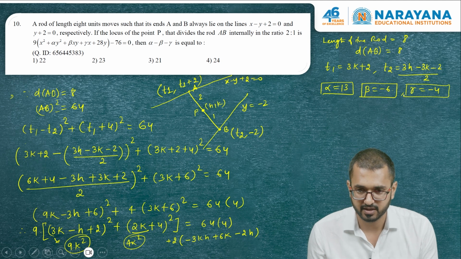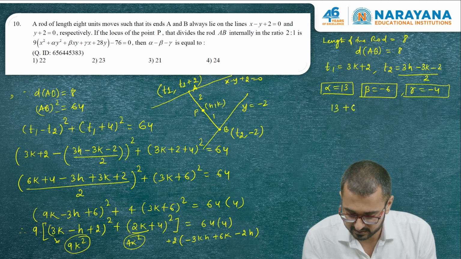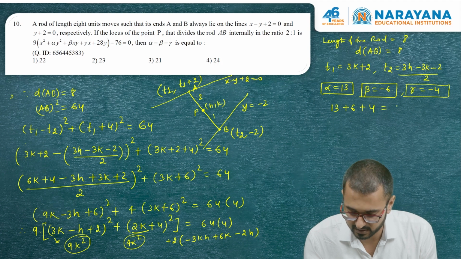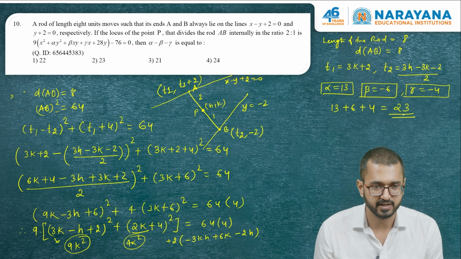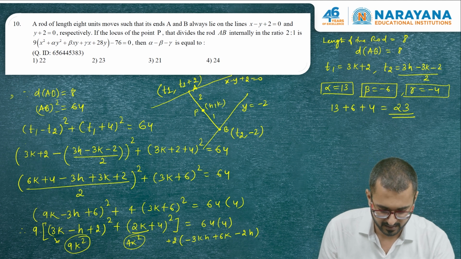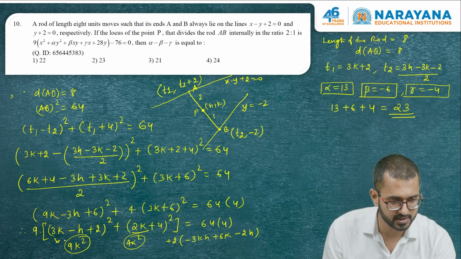So we got alpha, beta, and gamma. Now we can do whatever we want. 13 plus 6 plus 4 will give me 23. So the answer to this question must be 23. Option 2 is correct. I hope this was clear. Now moving to the next question.